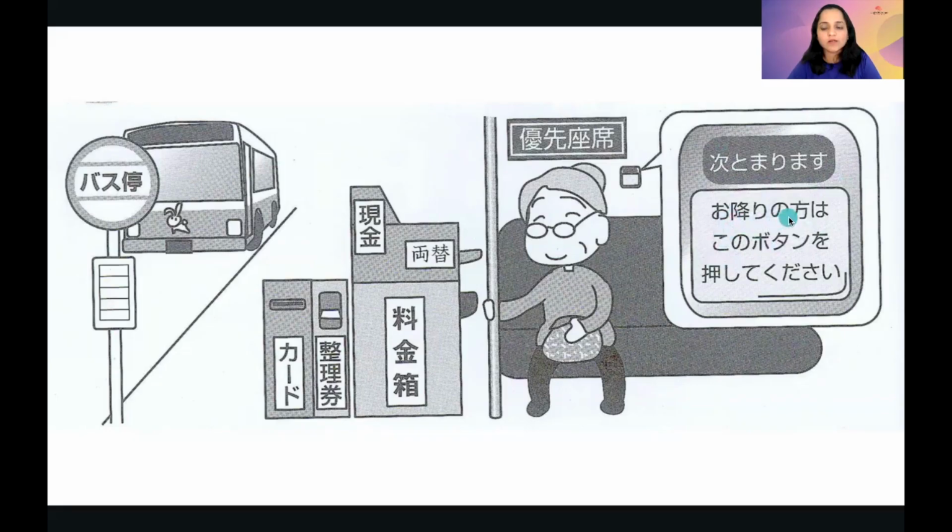O ori no kata wa kono botan o oshite kudasai. Okay, it's written here, Tsugi tomarimasu. This light will glow if you press that switch. O ori no kata wa kono botan o oshite kudasai. Yes, yusen zaseki is priority seat. And these are the different words written on the ticket machine.